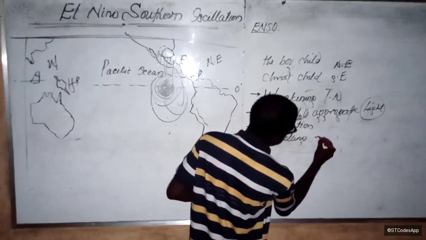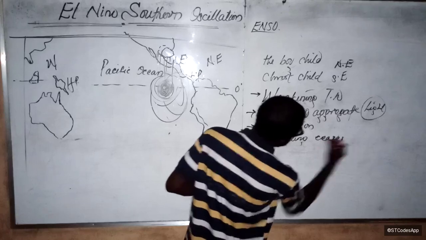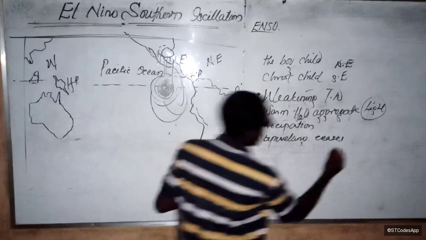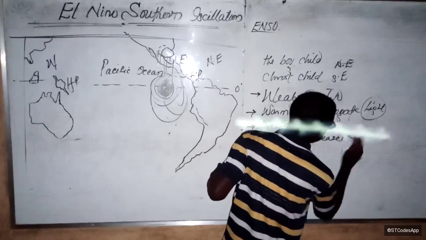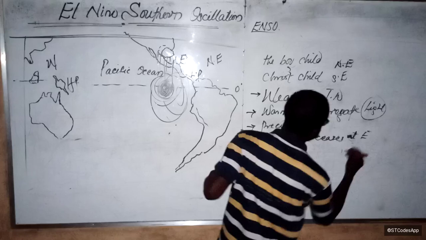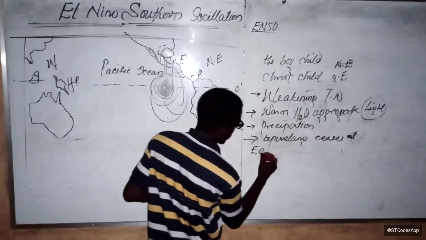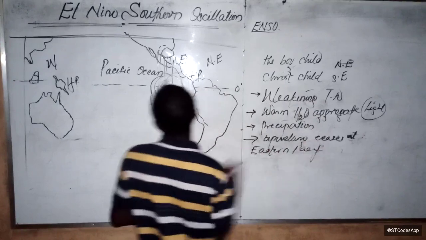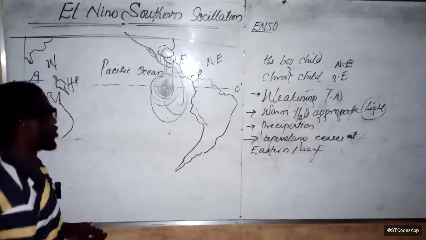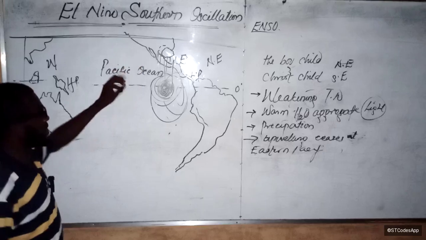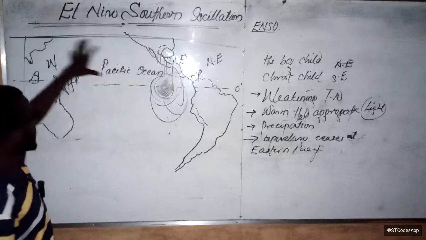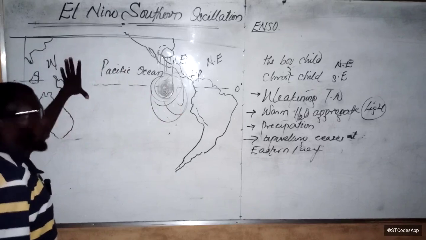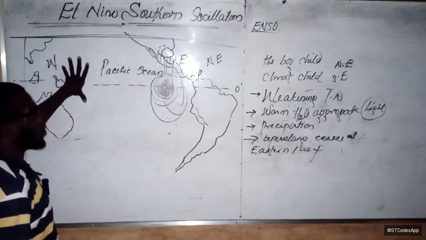So we said another thing is that upwelling ceases. Upwelling ceases along the coast. Upwelling ceases at the eastern Pacific. And we said that it's going to form a convective cell where there is high precipitation here, in fact sometimes flooding, and here droughts will occur.